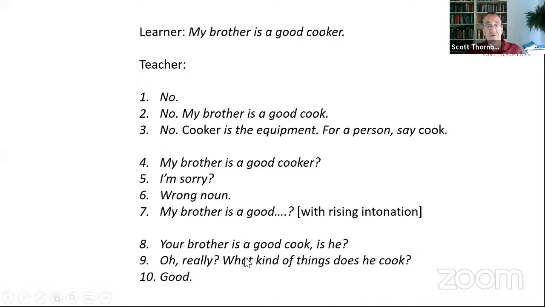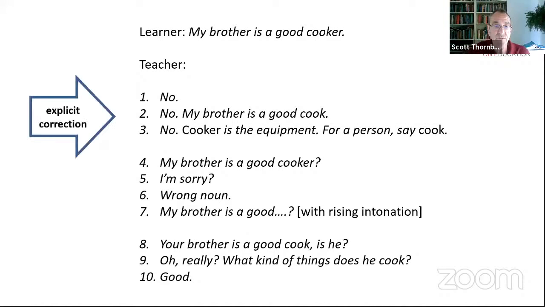And then finally, very typically, teachers often just say "good" because the learner said something. Yeah? "Tell me about your brother." "My brother's a good cooker." "Good. Who else?" "My brother works in a bank." "Good. Okay." "My brother died last year." "Good. Okay." And so on. Yeah, so this is where the teacher is not interested in what the students are saying, just interested in the fact that they're saying something. Well, this is not very constructive.